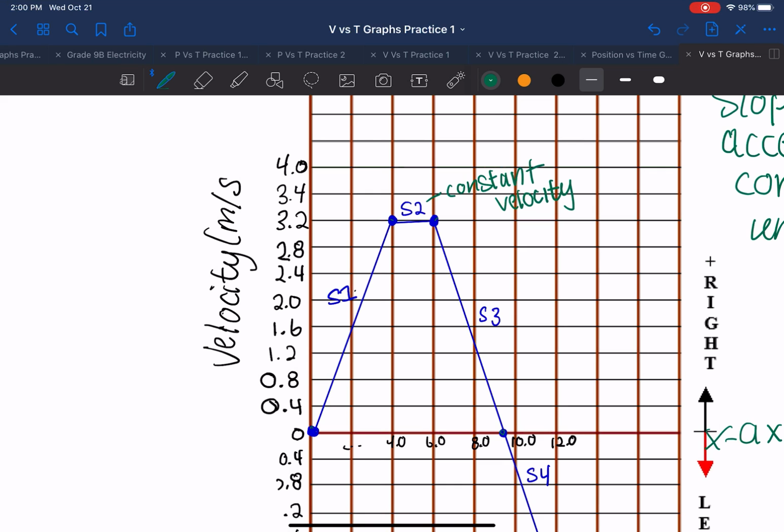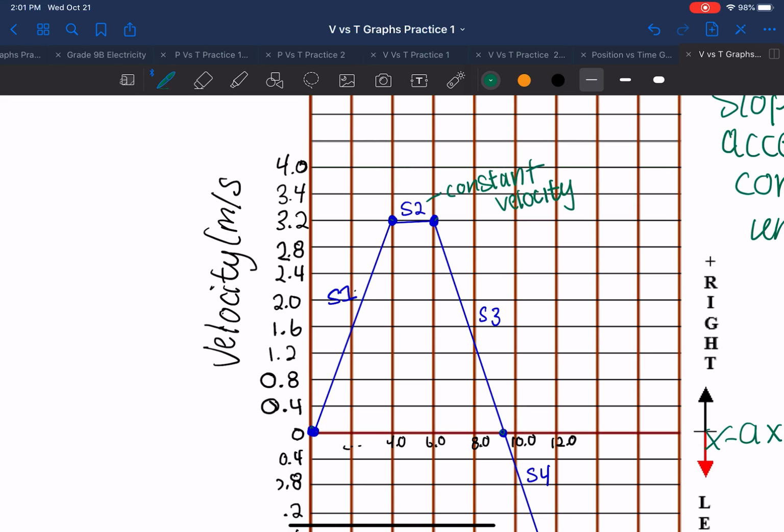So let's look at segment 3 here, or phase number 3. It is going downwards, and we'll see that it looks like it's mirroring section number 1, and therefore our slope looks almost the exact same as the slope for S1. So when we calculate our values later, we're going to notice that they might be the same, and that's how you can check your work.